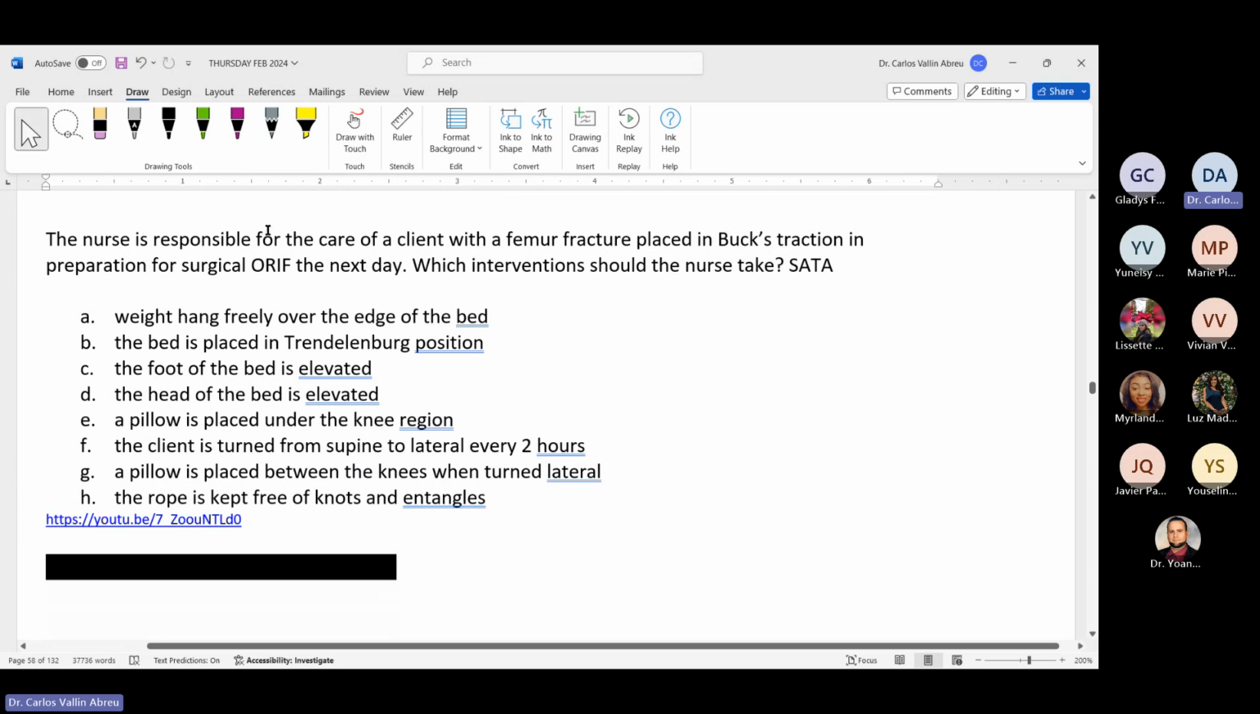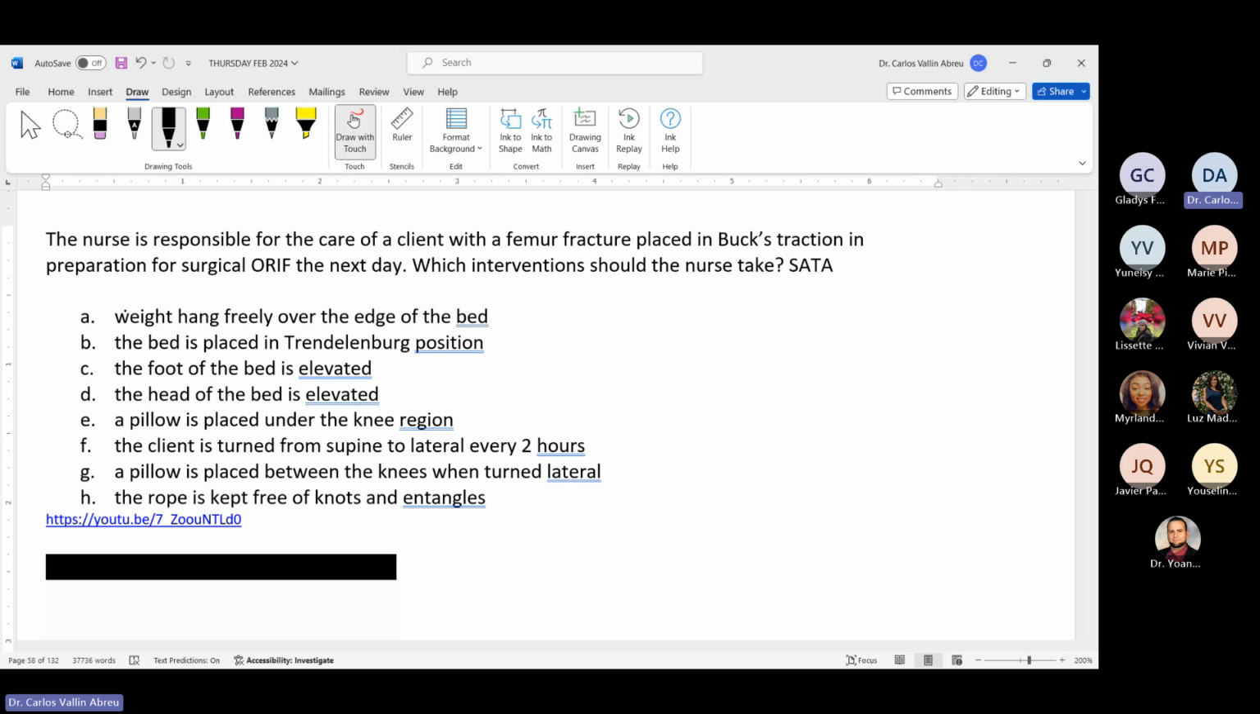The nurse is responsible for the care of a client with a femur fracture placed in box traction in preparation for surgical open reduction internal fixation. So it's going to have orthopedic surgery to repair the fracture the next day. But meanwhile, waiting for the surgery, the client is going to be placed in box traction, which is a skin traction. Which interventions should the nurse apply?